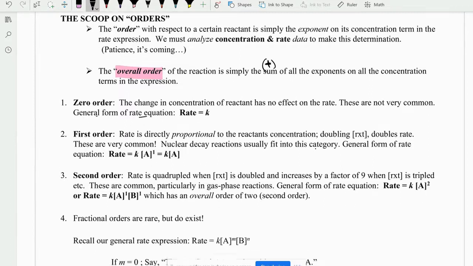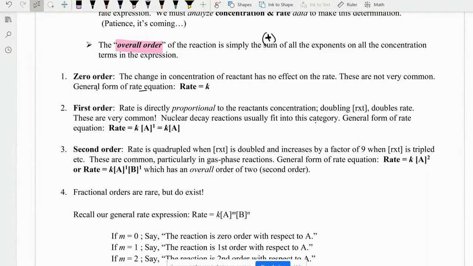Patience, it's coming. There are generally three different orders that you need to know in AP chemistry. A reactant can be zero order, first order, or second order. For zero order, you would literally write a 0. For first order, you would write a 1, and of course, for second order, you would write a 2. Now, if a reactant is zero order, that means when you change the concentration of that particular reactant, it is not going to have an effect on the rate of that reaction. These aren't very common, and when you have a reactant that is zero order, the general form of that would be rate equals k.